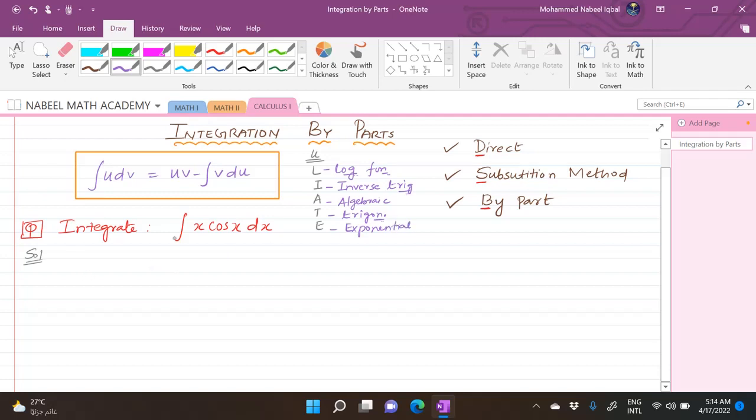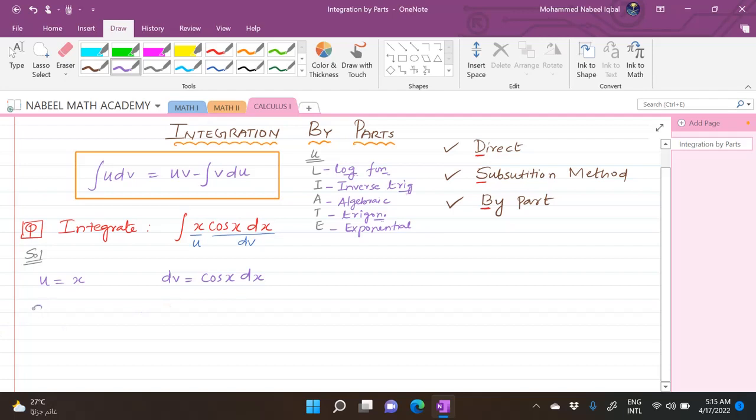Now if you see this one, in this case the algebraic function comes first, then trigonometry. Therefore I have to take this as u, and the whole remaining thing is my dv. Then only can we apply the integration by parts method. Now we have u equals x and dv equals cosine x dx.